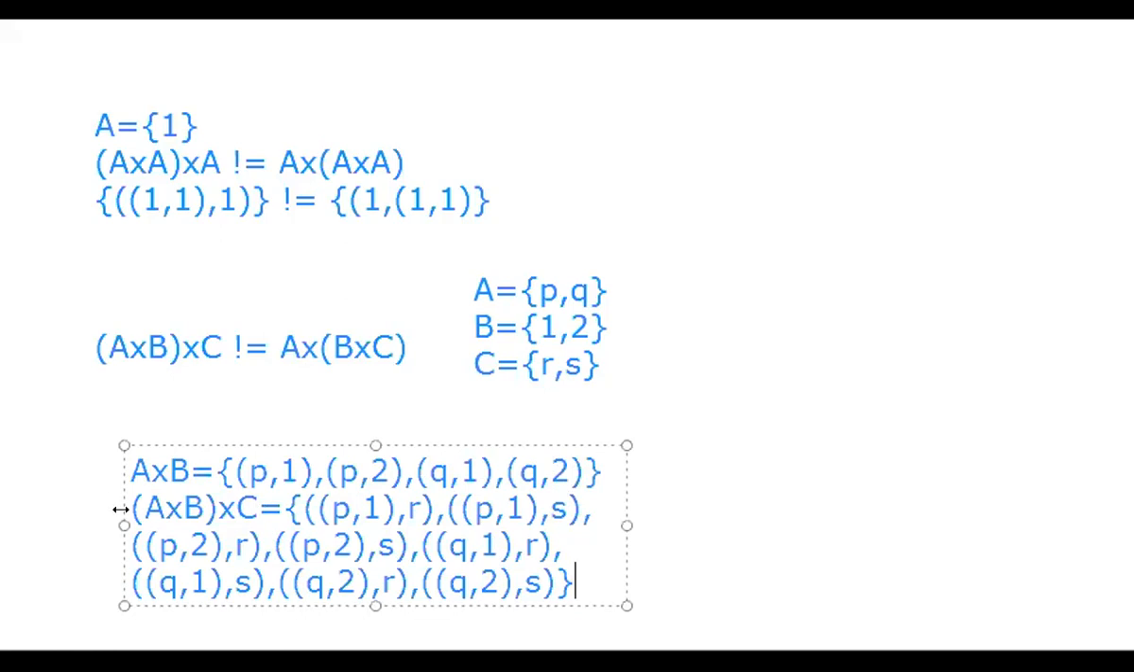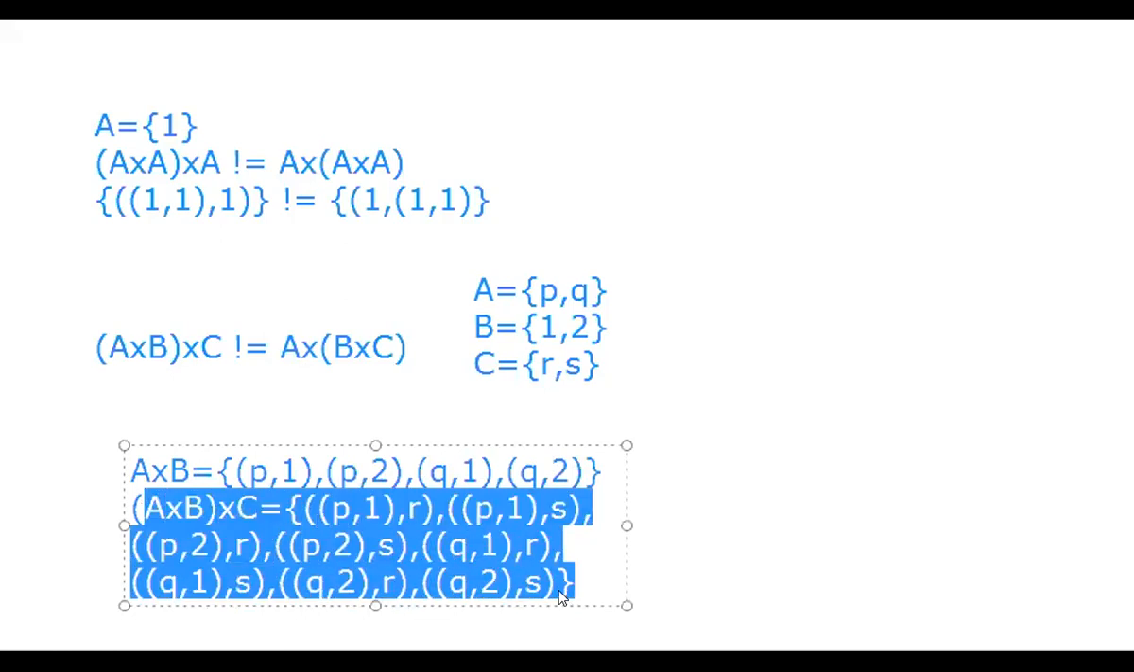So how did my A cross B cross C come? Can all of you see and all of you understand?